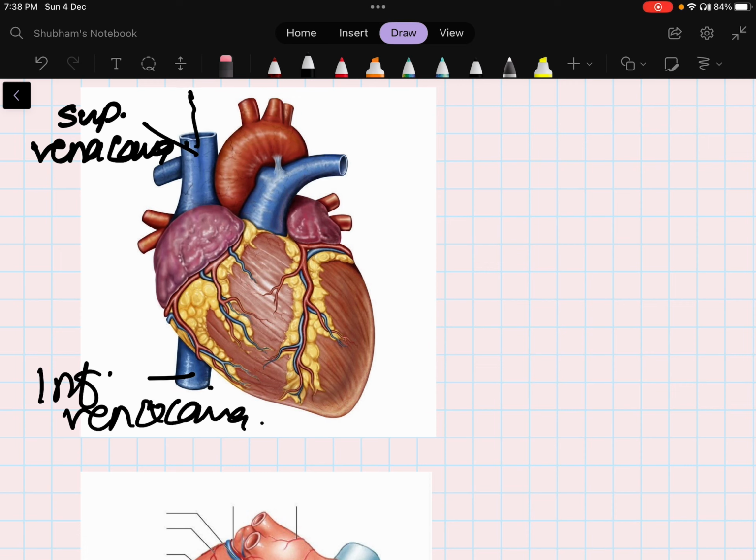These drain the entire area above the thorax, like from the head and neck area, all drain into this. And this drains the entire lower body. So you just know that your blood is collecting all into the vena cava, as we used to draw in our simple handwritten diagrams. Now, we have vena cava here and here.